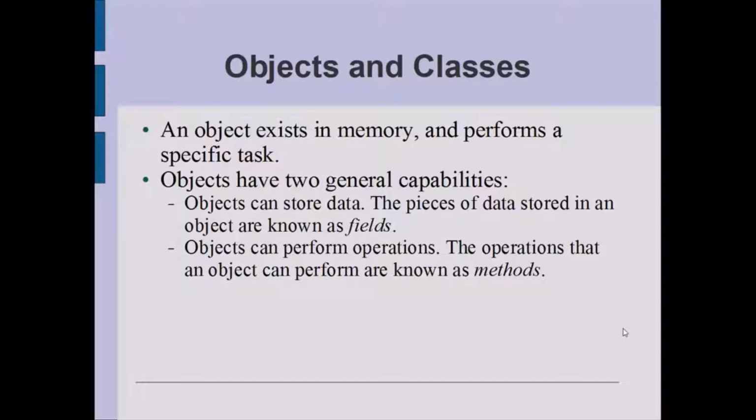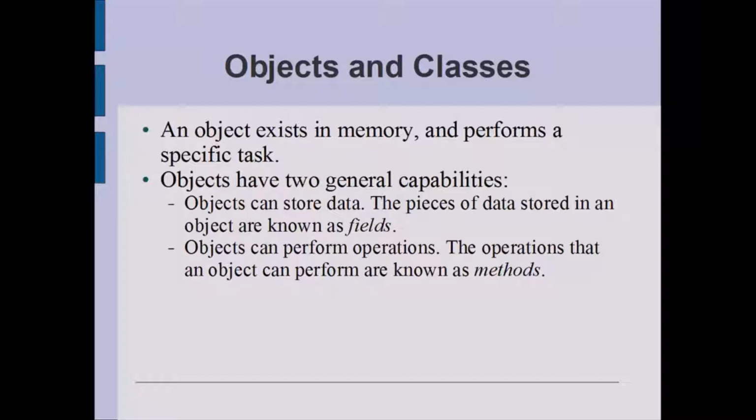So an object is something that exists in real life. It represents a real life object. For example, you can say that a desk or a car is an object, or a student is an object. When you create objects in Java, they exist in memory and perform a specific task.